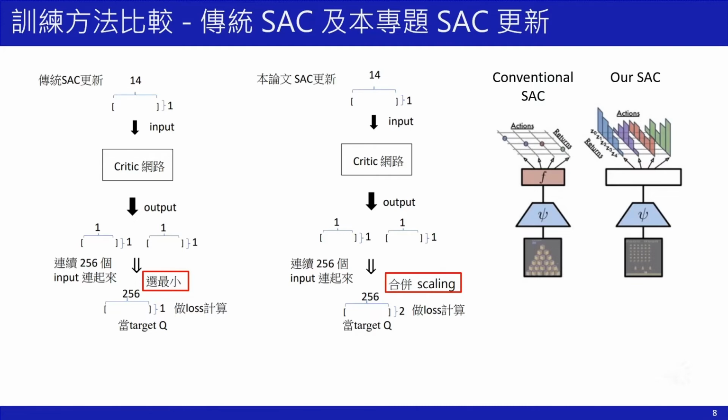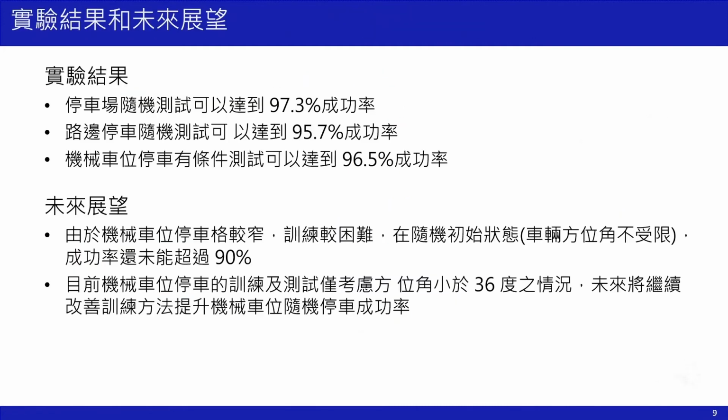So far, we have achieved accuracies of 97.3% in reverse parking, 95.7% in parallel parking, and 96.5% in mechanized parking, respectively. Due to mechanized parking spaces being narrower and thus more difficult to train, we opted to limit the initial angle of the car to less than 36 degrees. Moving on, we will attempt to remove such restrictions and further improve upon the performance of our model in various scenarios.